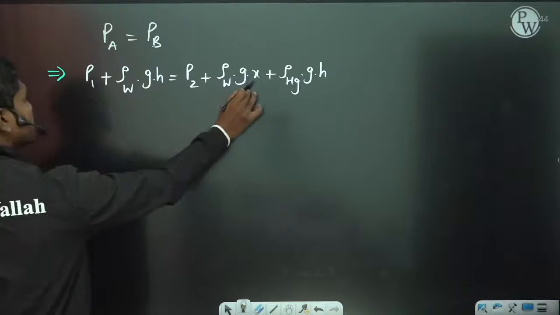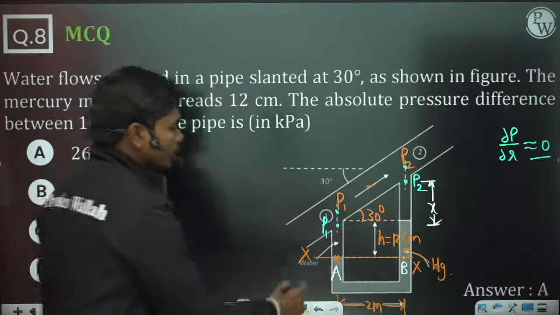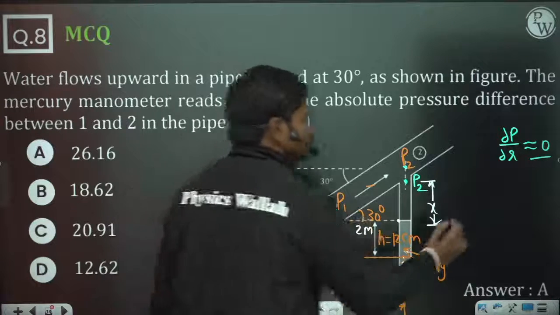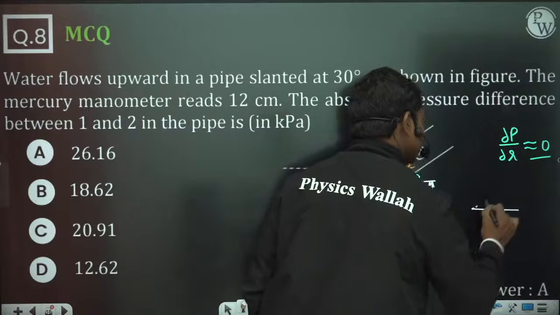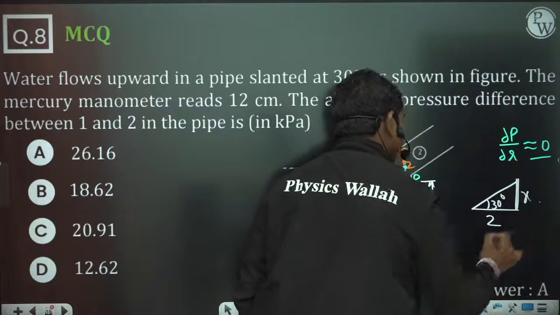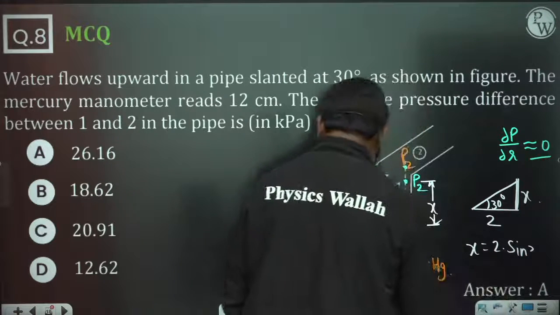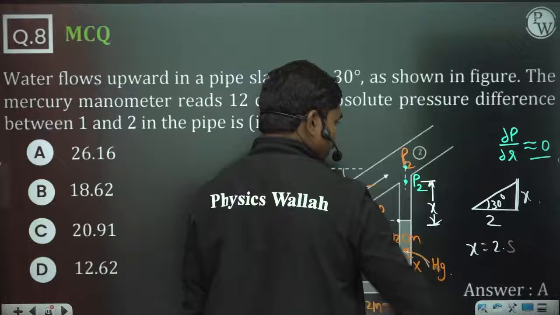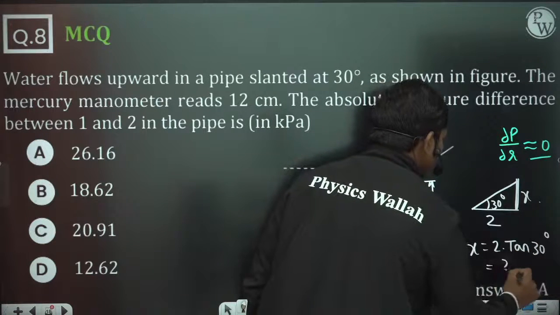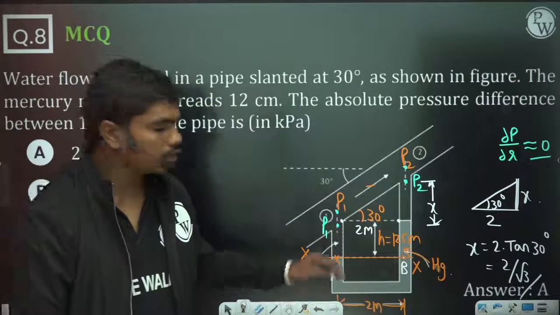So now if you see, P1 is equal to these quantities. Now what is X? X is not known. X is the only quantity which you don't know. But to identify X, we know something. Look, this difference is given to be 2 meters and this angle is 30. So if you want to calculate this vertical height X, X is equal to 2 times tan 30, because this is the vertical dimension. Which means X is equal to 2 by square root of 3.